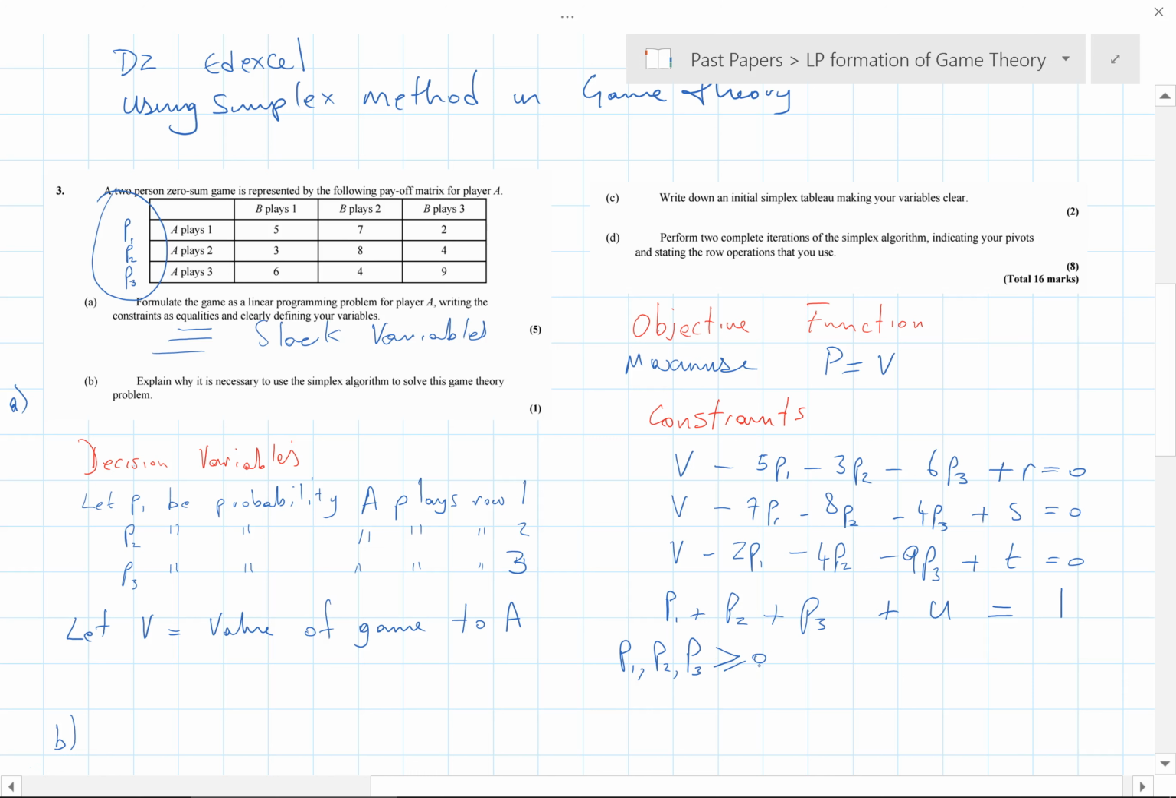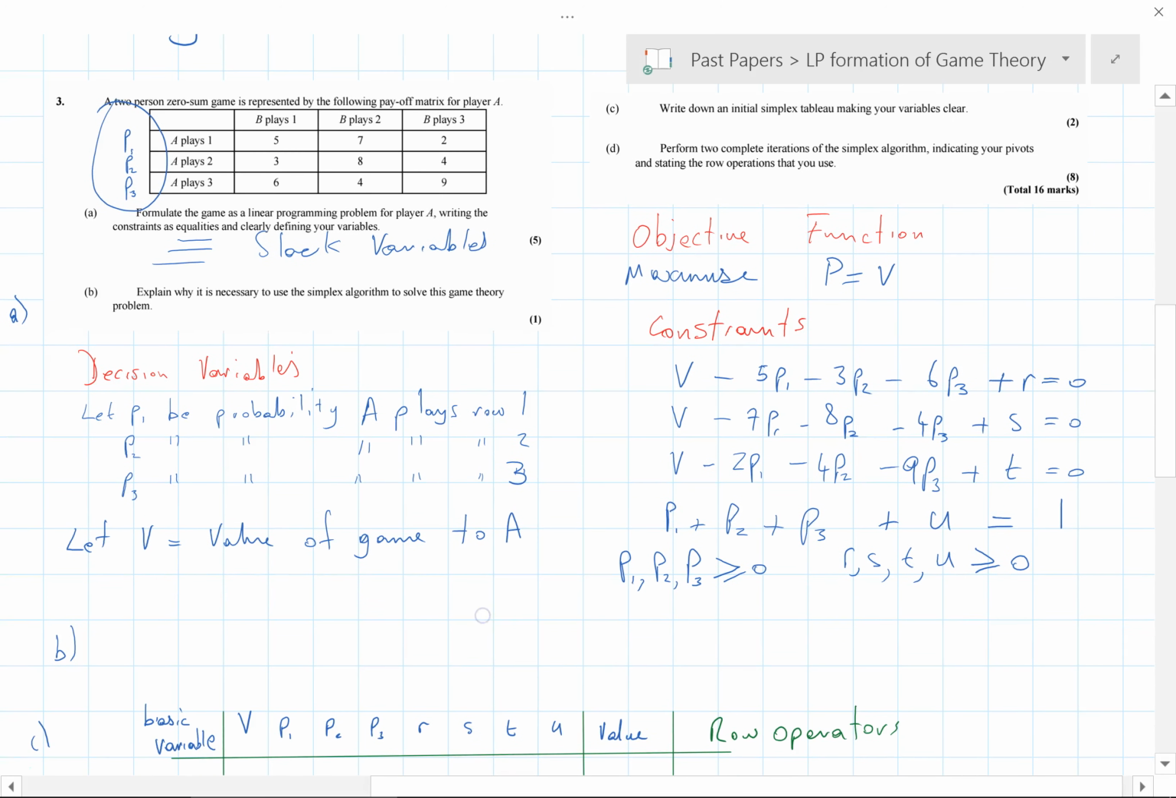Now, because we're setting up as a linear programming problem, we probably ought to also specify that our slack variables, because we're not using inequalities, are greater than or equal to 0 as part of our setting up, so that it's all consistent and clear. Right, okay, so that's the first question.